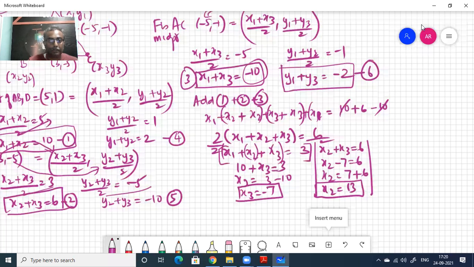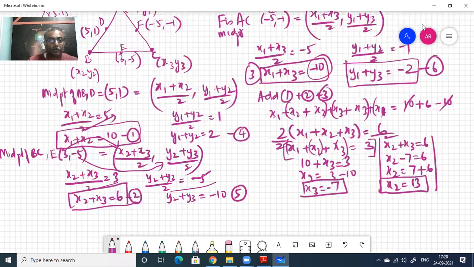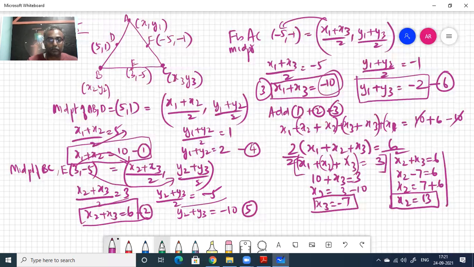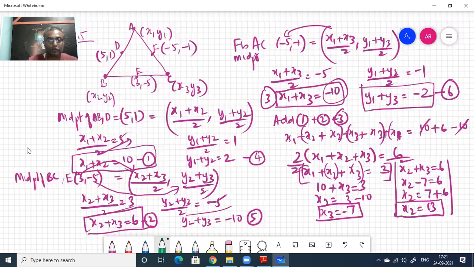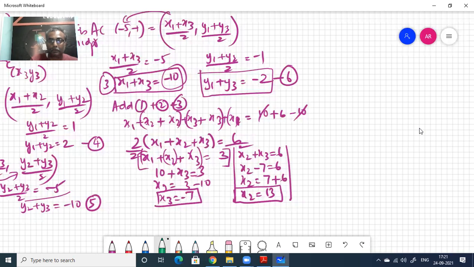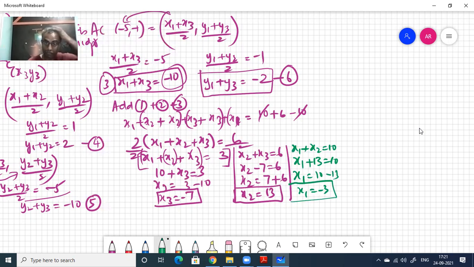Now you take another value. What we can take: x1 plus x2 is equal to 10. That you take and substitute. x1 plus x2 is equal to 10, that means x1 plus 13 equals 10. x1 equals 10 minus 13. So x1 equals -3. So you got the x values of the three apex points.